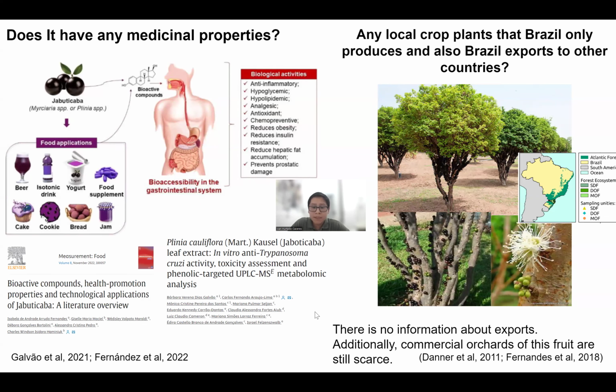About the agronomic aspects of the plant, there is not information about the sport, and additionally, commercial occurrence of this fruit is still scarce or not enough. Thank you. Continue, please. Next slide, please.